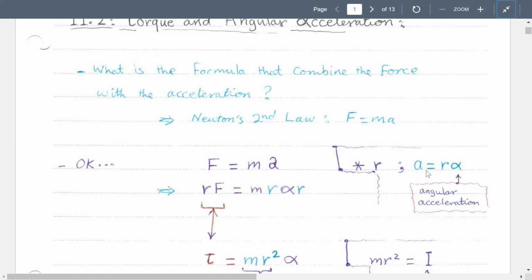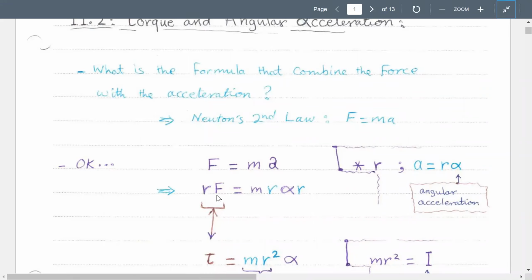But a, from the first week, is equal to R alpha. Alpha is the angular acceleration. And we know that the velocity is equal to R omega. We will see that many times. This is the connection between the linear motion and the angular motion. So a, the acceleration, is equal to alpha R. And we multiplied by R, so we have two R's in the right-hand side and one R in the left-hand side.